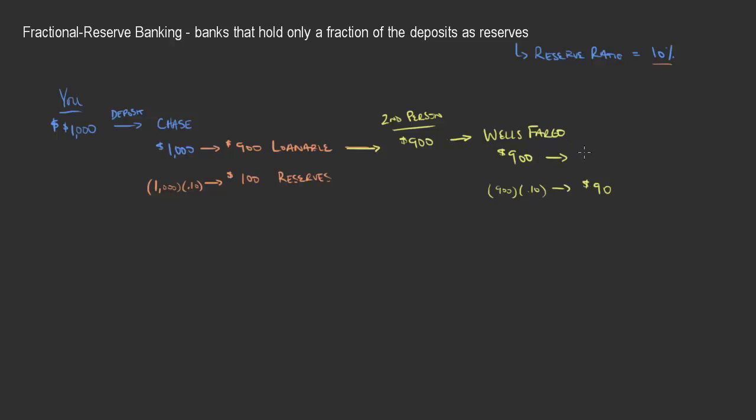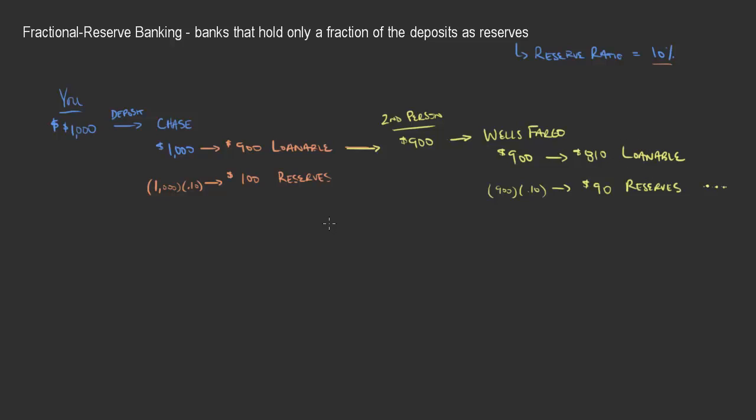And what would they also have? They would be remaining here. They would have $810, and this would be their reserves, right? And this would be their loanable funds. And you can see how this would just continue and continue and continue as this money would continue to kind of go throughout the economy.